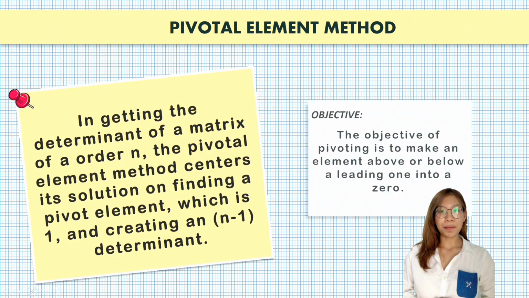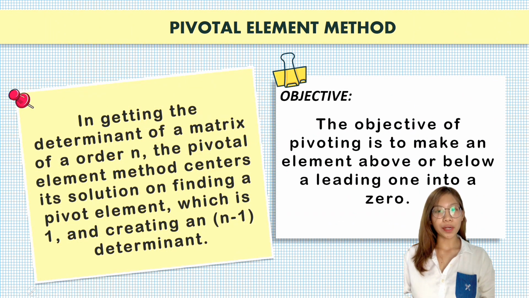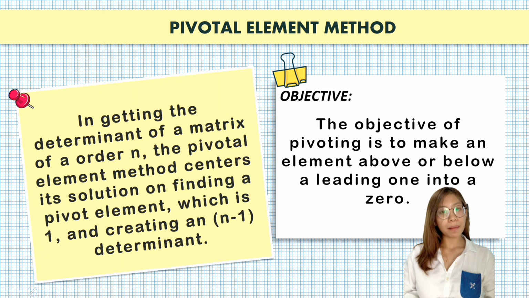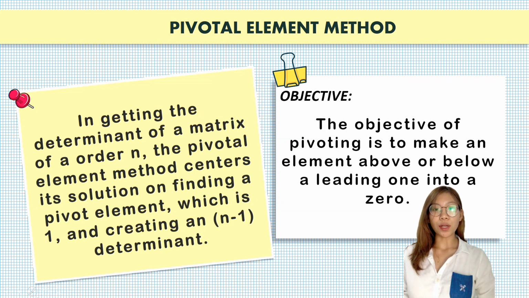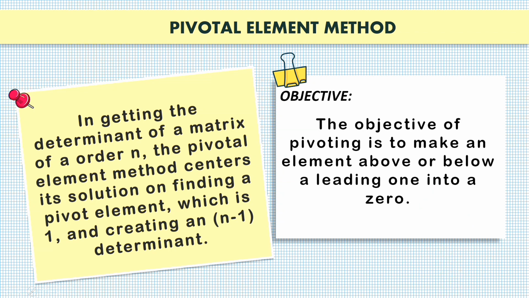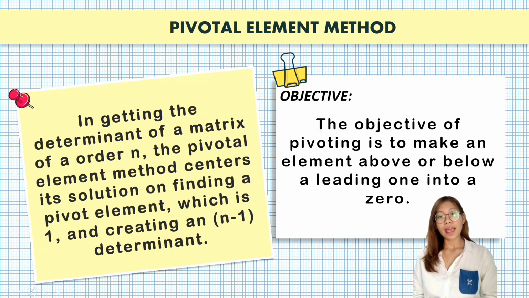In getting the determinant of a matrix of order n, the pivotal element method centers its solution on finding a pivot element which is 1 and creating an n-1 determinant. The objective of pivoting is to make an element above or below a leading 1 into 0.